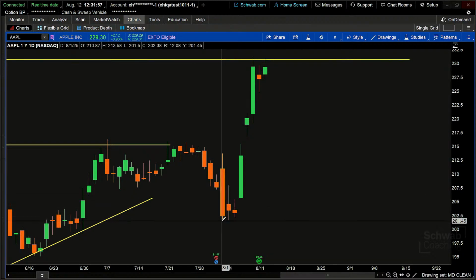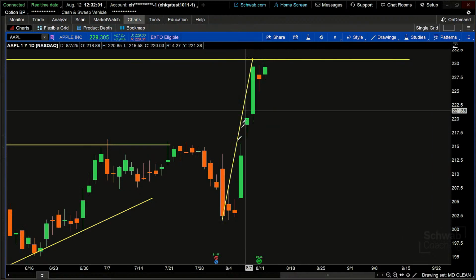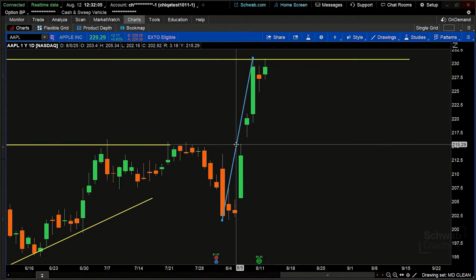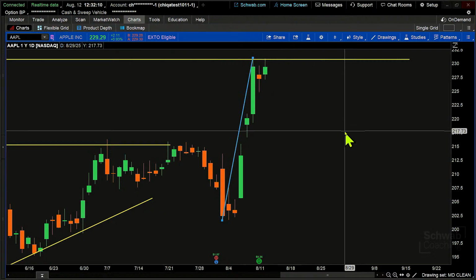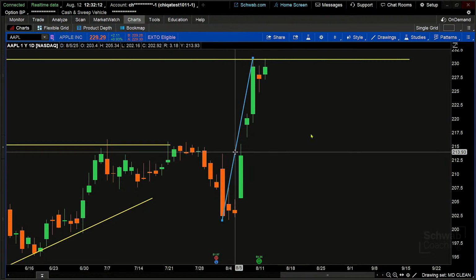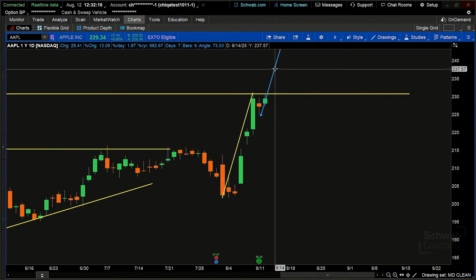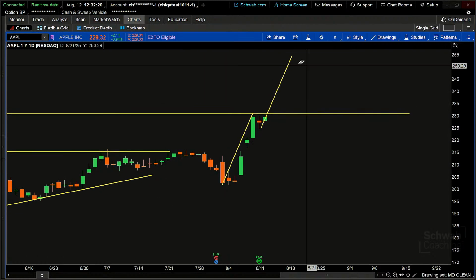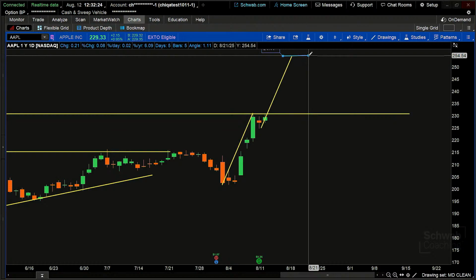But once again, we're going to use that target, draw that line to that high. We're going to duplicate that, and we're going to bring it right back up here. We'll put it right on that low just to kind of attenuate it a little bit, and then we kind of squish this down so that we can see it. We'll bring it right there. There's our target up here around 254.